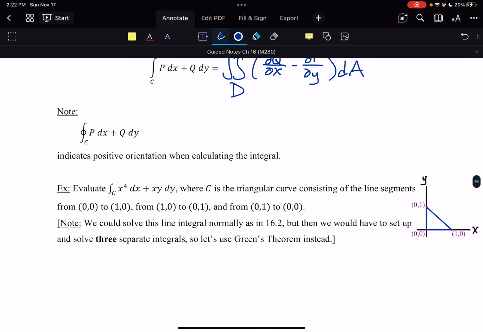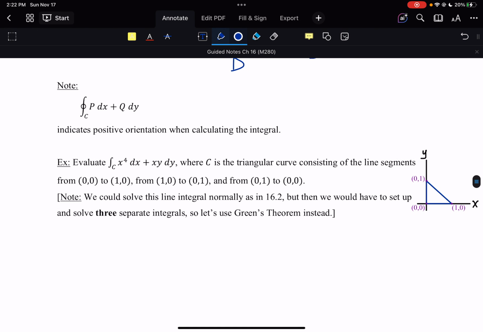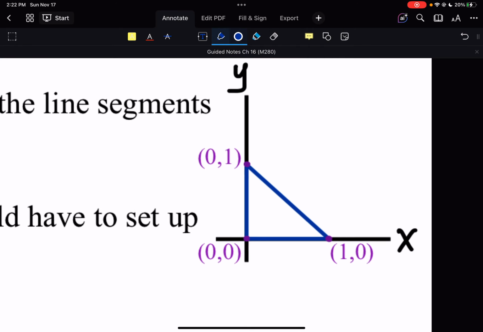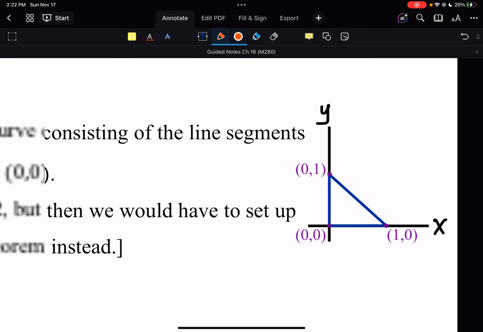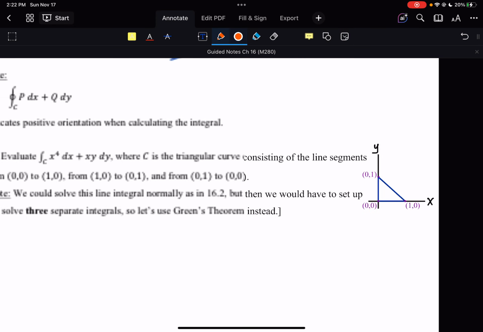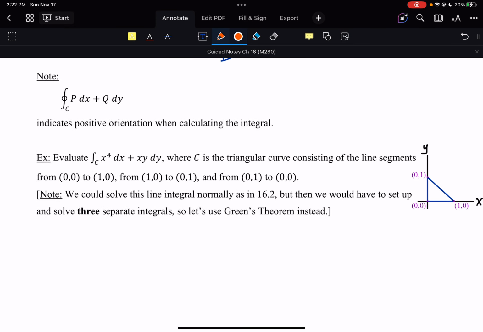So let's take a look at our first example here. Evaluate this line integral where C is the triangular curve consisting of the line segments from (0,0) to (1,0), (1,0) to (0,1), and from (0,1) to (0,0). So I've got the shape right over here. Okay, so in terms of the orientation of this, I'll go ahead and mention the note right now.